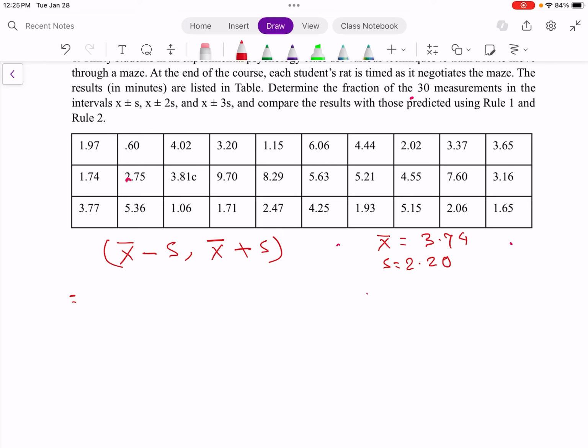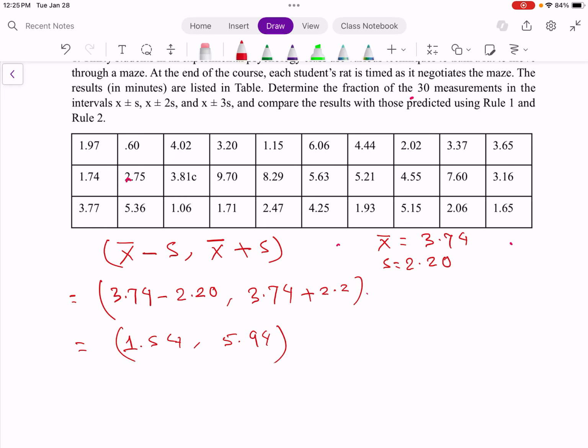So let's substitute. X bar is 3.74 minus s, which is 2.20. Sorry, not the parenthesis, comma. X bar is 3.74 plus 2.2. Now, who can help me here? 3.74 minus 2.2, what is that equal to? 1.54. And what is this equal to? 5.94. Okay, so this is an interval. The interval is starting from 1.54 to 5.94.